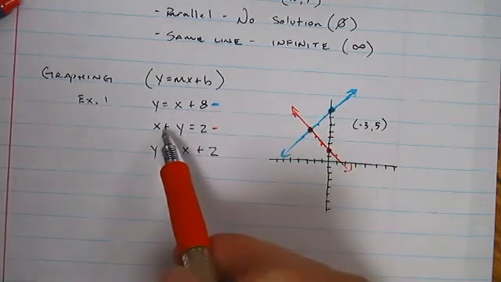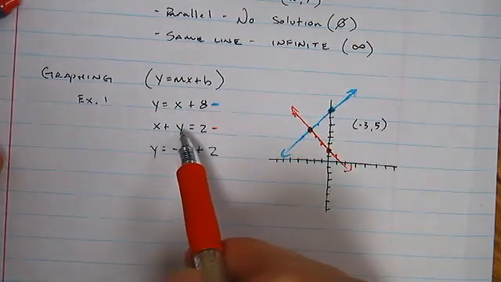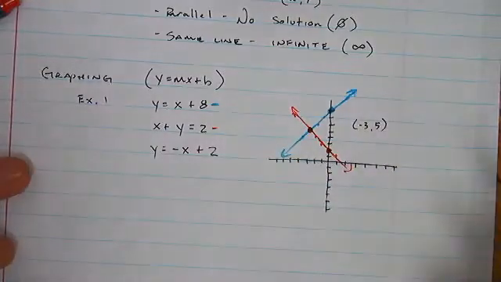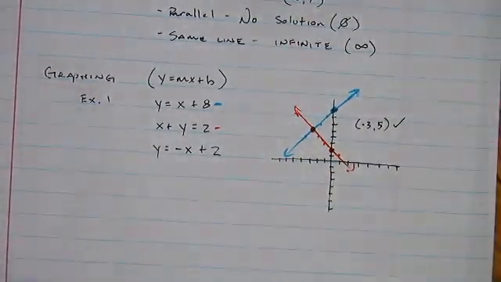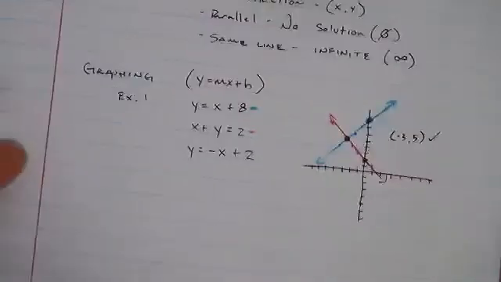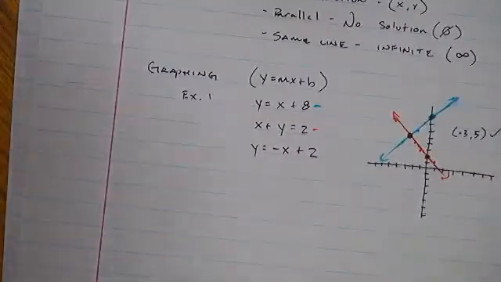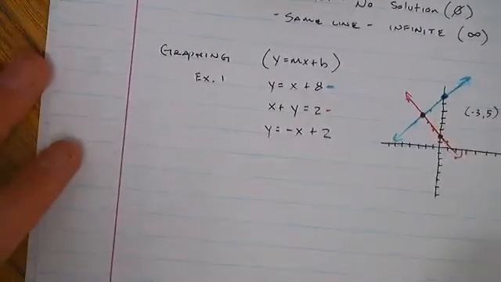Yes. And is -3 plus 5 2? Yes. Okay. So that would be our solution, right? That is our graphing solution. And we can always graph as long as the y-intercepts will allow us to graph.